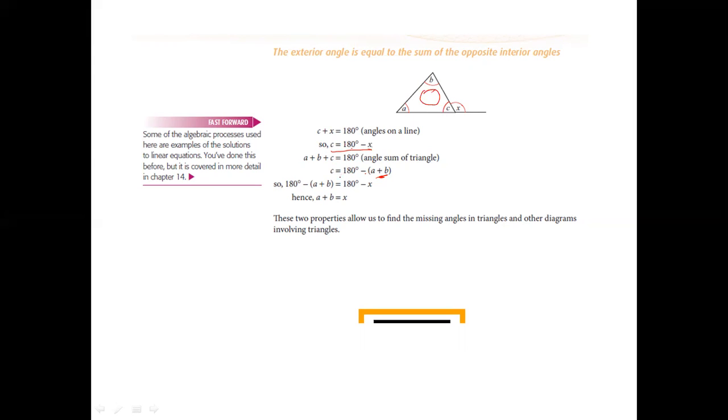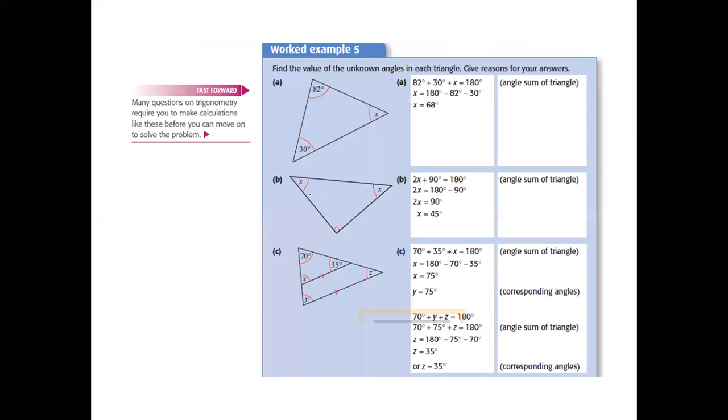So these two properties allow us to find the missing angles in triangles and other diagrams involving triangles. Worked example: find the value of the unknown angles in each triangle. The first property of triangles: the sum of interior angles must be equal to 180 degrees, don't forget.